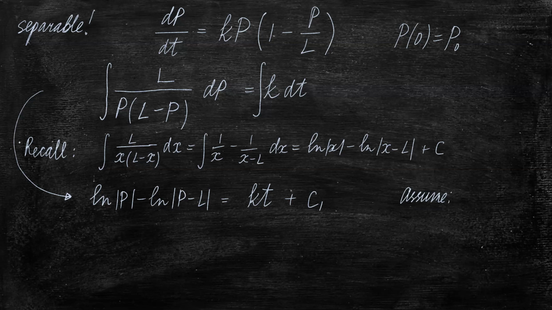Since P represents the population, it is fair to assume that P is greater than 0. And at the same time, we know we have a carrying capacity, so P must be between 0 and L. So what does that mean? That means the absolute value of P must be the same as P, because P is positive. And the absolute value of P minus L, because P is less than L, P minus L will be the opposite of L minus P, but L minus P is positive. So the absolute value of P minus L is exactly L minus P. So this is how we get rid of all the absolute values.